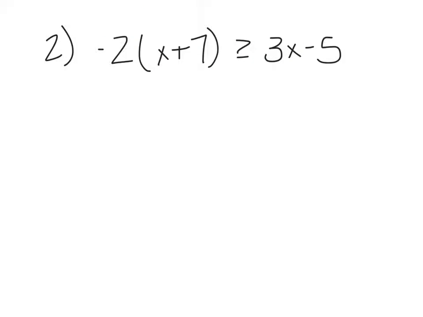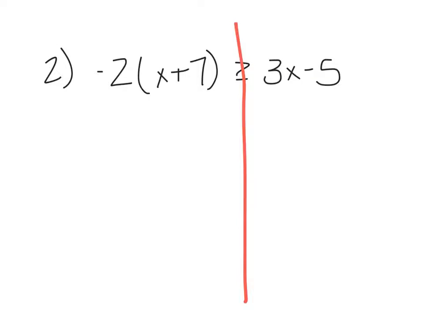My next problem, number 2, says negative 2 times x plus 7 is greater than or equal to 3x minus 5. So I'm going to draw my line, and I'm going to label my sides. My left side is going to be my x side. My right side is going to be everything else. Before I can start moving stuff around, I do need to make sure that I don't have parentheses. So whenever I see parentheses, remember I must distribute.